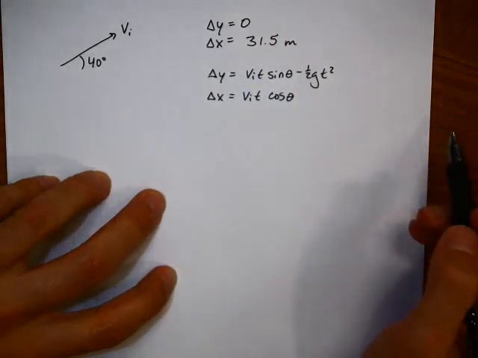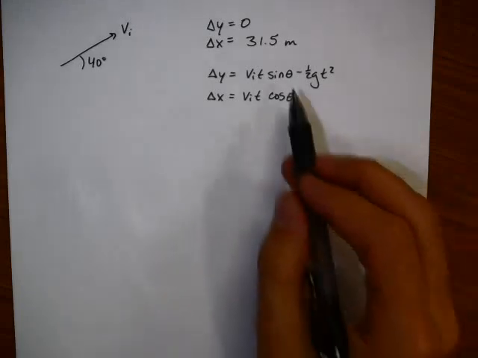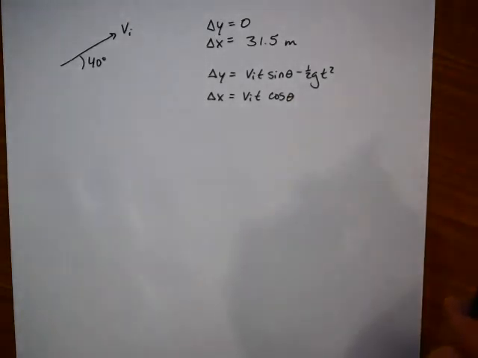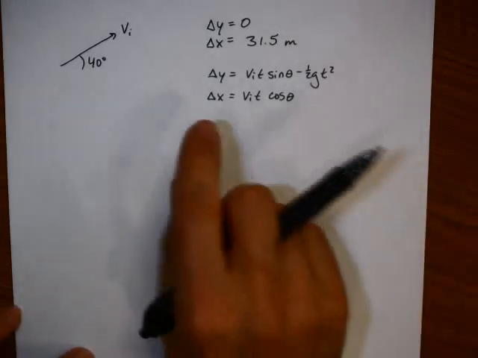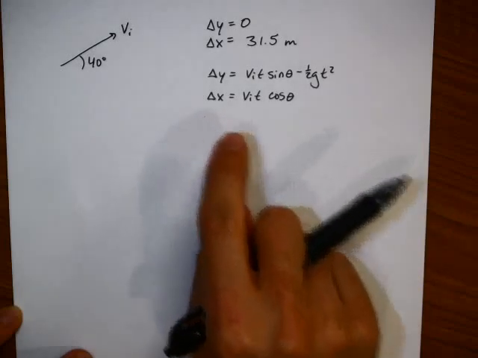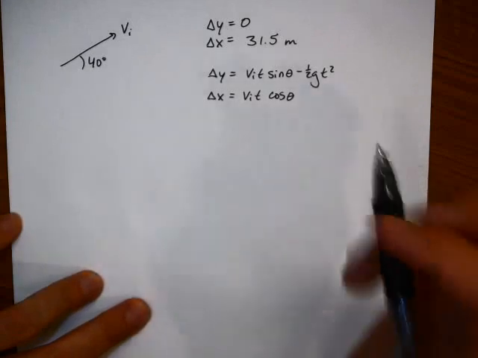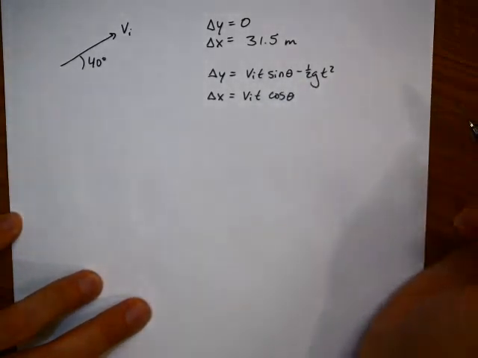Let's eliminate the t by solving these simultaneously and solve for Vi. Okay, and this is where it gets a little bit tricky, but not bad. It's a more challenging problem. What am I going to do? I'm going to solve this second equation for t and then substitute it into the top equation.